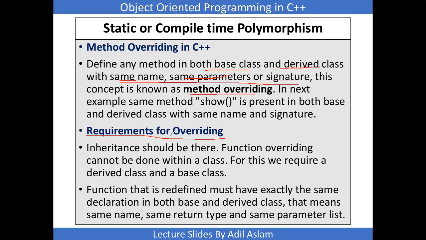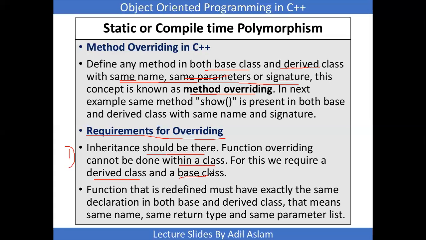And what are the requirements for overriding? First of all, inheritance should be there. Without a parent class and a child class, there cannot be any overriding. So this is point number one. Try to remember it: for overriding, inheritance should be there. Function overriding cannot be done within a class. We require a derived class and a base class.